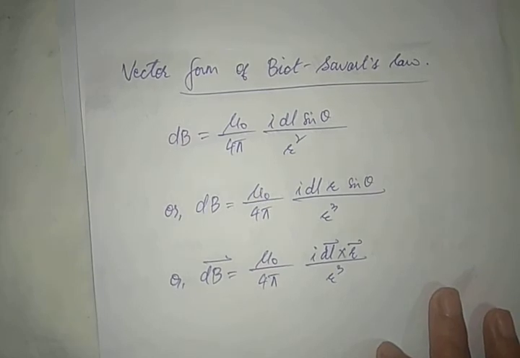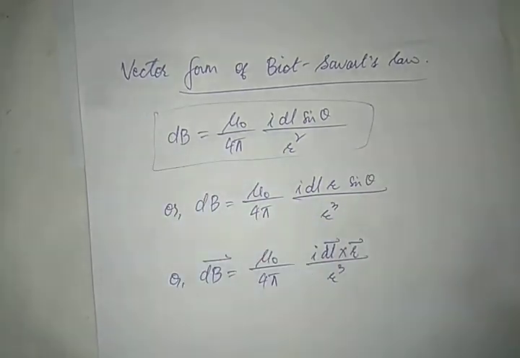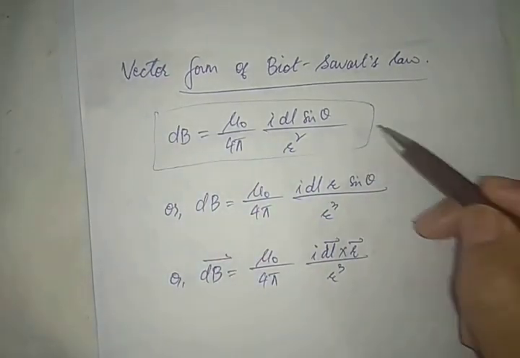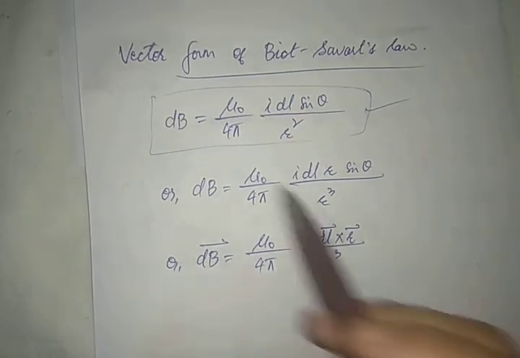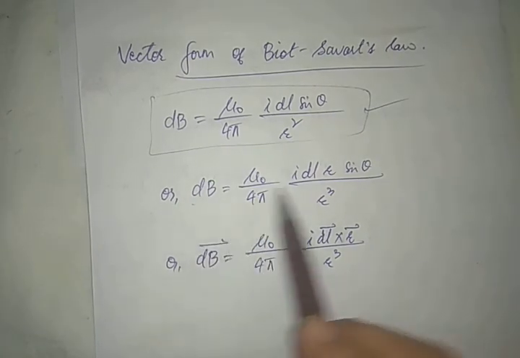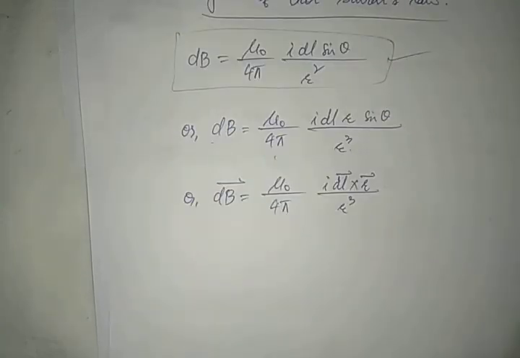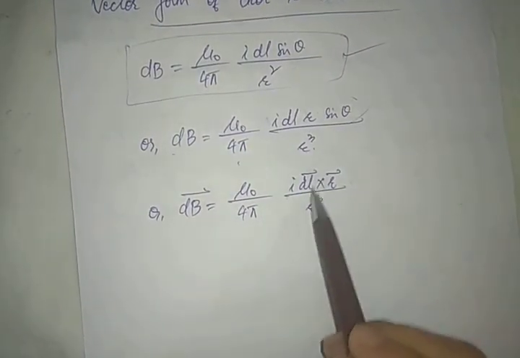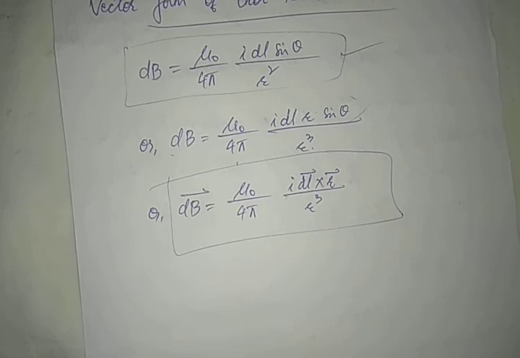Furthermore, let me show you one simple thing, that is the vector form of Biot and Savart's law. Sometimes you get a 1-mark question stating: write the vector form of Biot and Savart's law. So this is the expression for Biot and Savart's law that we got: mu naught by 4 pi I dl sine theta by r squared. This needs to be learnt by heart, remember. Now dB can also be written by multiplying and dividing by r, so I dl r sine theta by r cube. So this can be written as I dl cross r divided by r cube. This is the vector form of your Biot and Savart's law, remember.